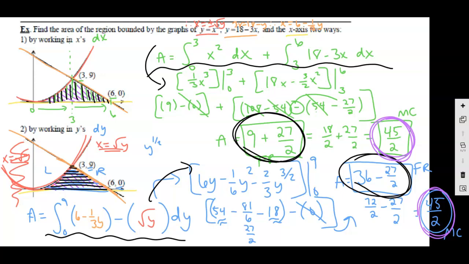It's that same area. The dy integration is probably going to be a little bit hard for you at first because you're not used to doing it. But ultimately, I hope that you guys find that it's really not that much difference. It's a little bit more annoying, but ultimately it's about the same level of calculus.